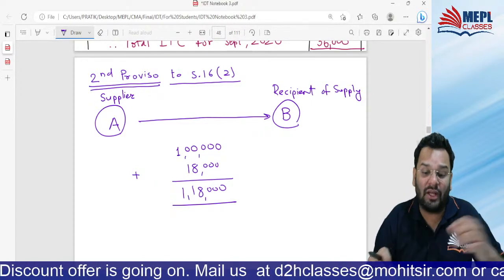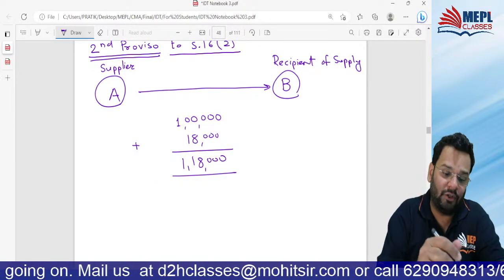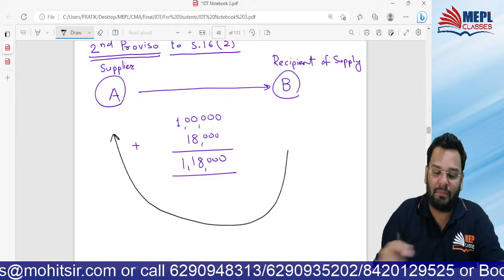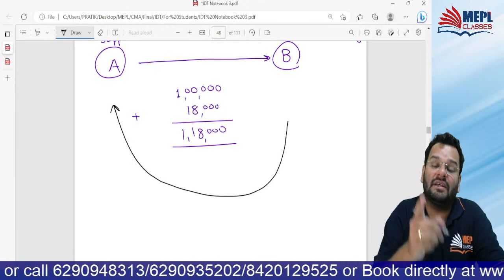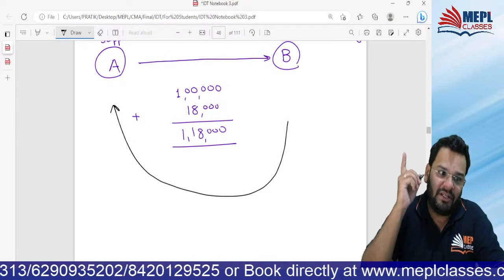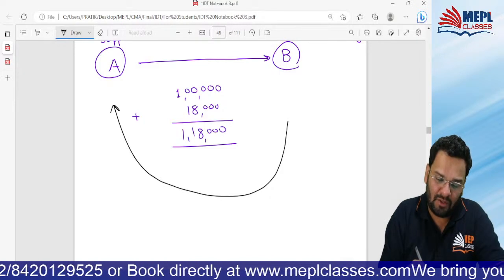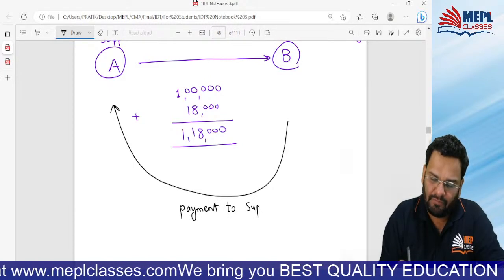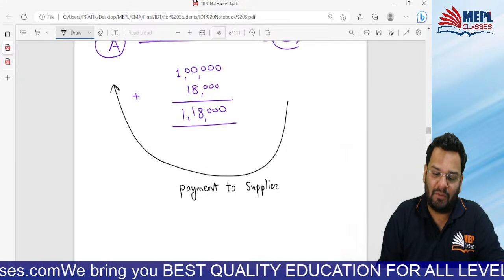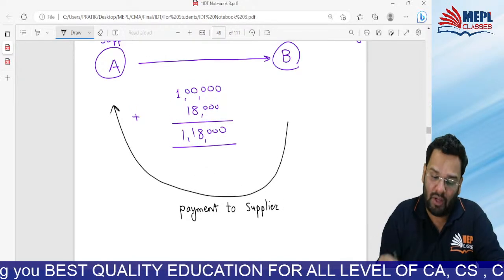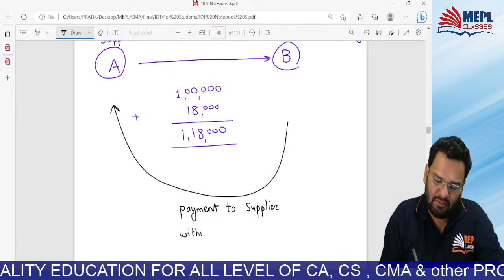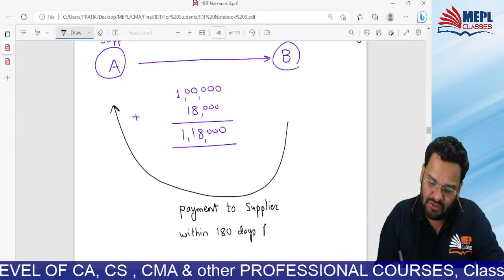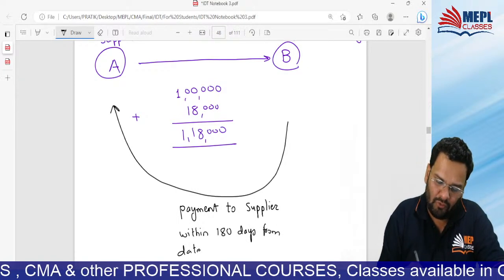So a proviso now says, listen to this proviso carefully. This proviso says the recipient of supply should make payment to the supplier within 180 days from the date of invoice. How many days, guys? The recipient of supply, that is B, should make payment to A within 180 days from the date of invoice.